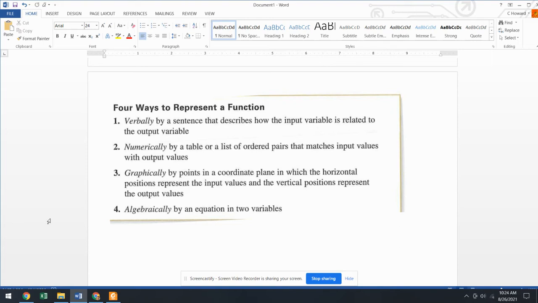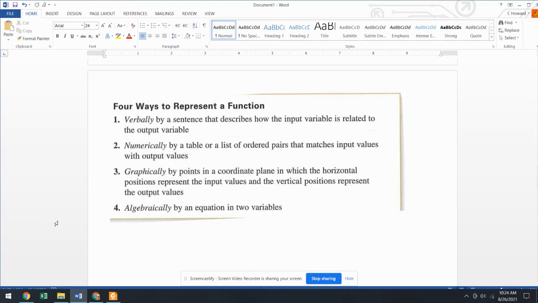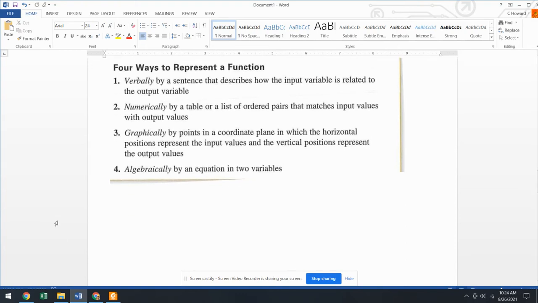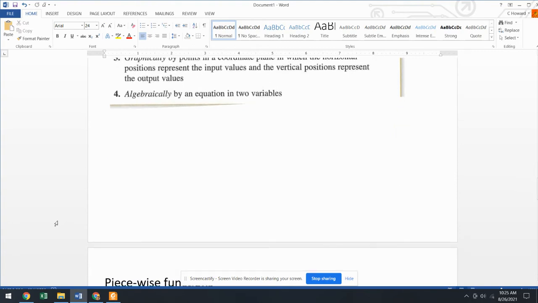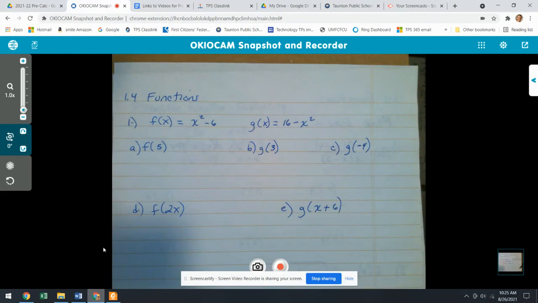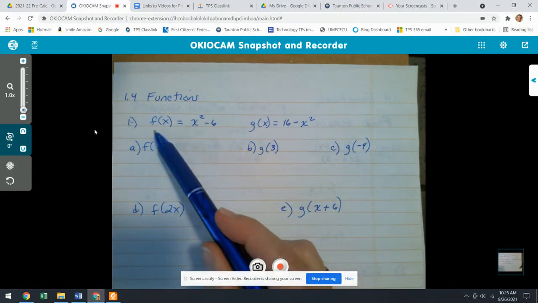The third way to represent a function is with a graph. There's quite a lot of words that talk about that, but graph. And the last way is algebraically with an equation. And again, that's something that you should have seen pretty often in Algebra 1 and Algebra 2. So let's go back to my worksheet here. I'll just go through, this is function notation.